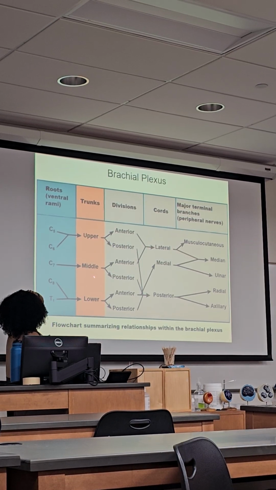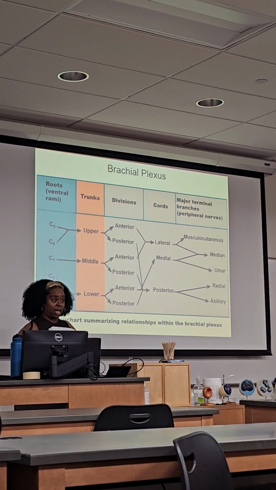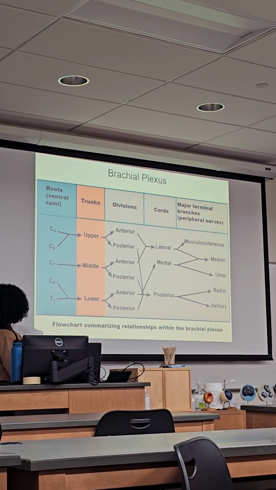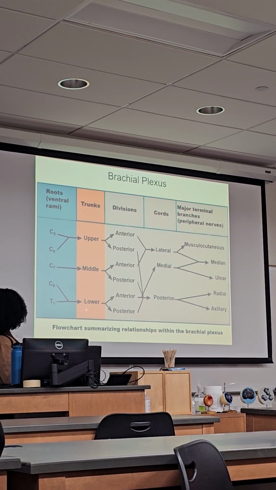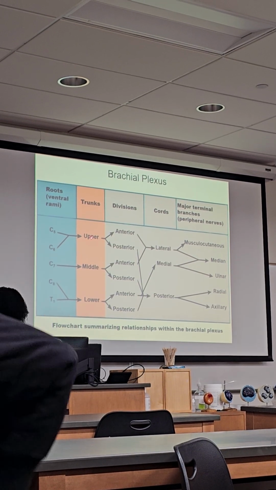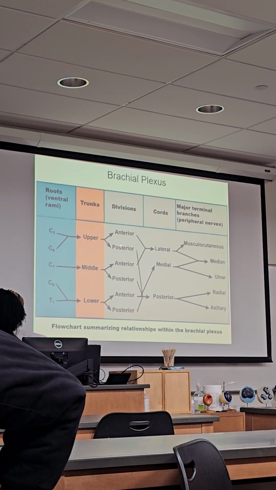And the next one is the middle. I would write on top of that middle red line, middle. And then the lower. Now let's go to the divisions. The upper trunk is going to divide into its anterior and posterior division.